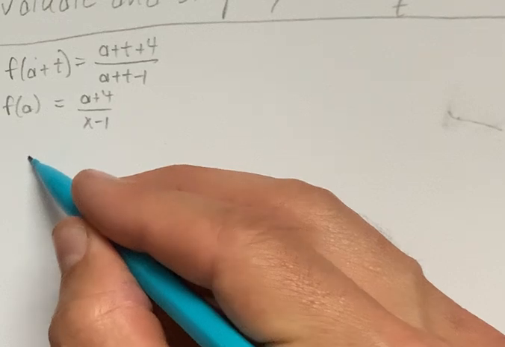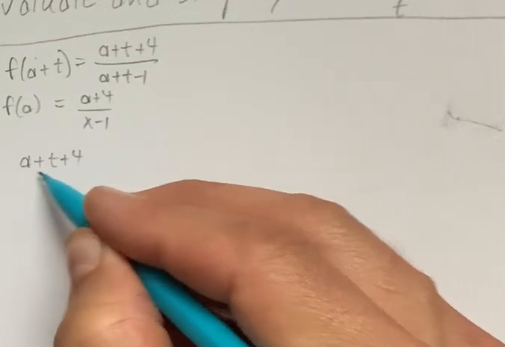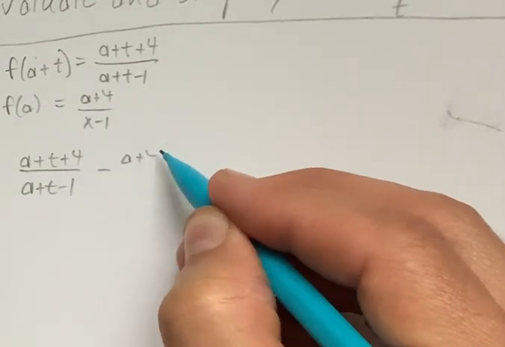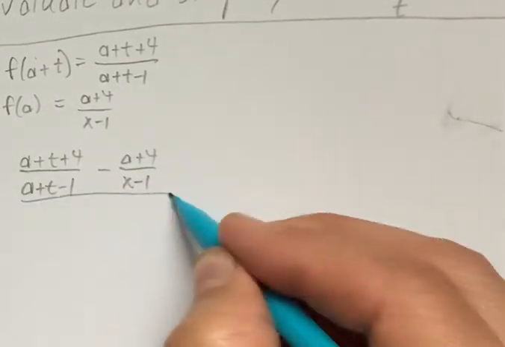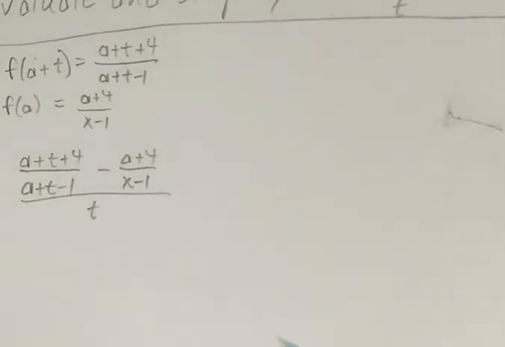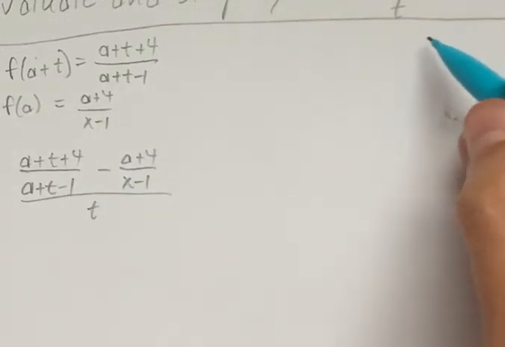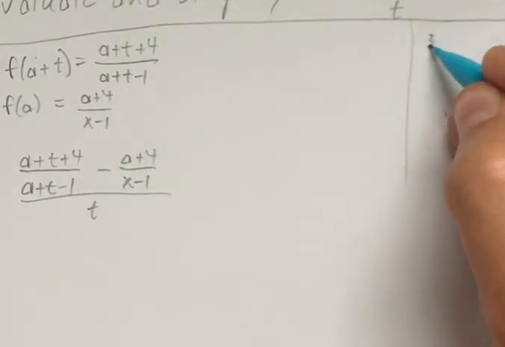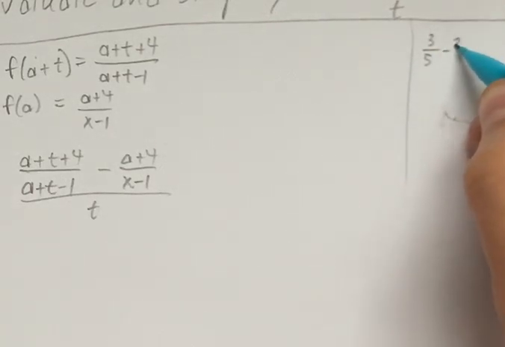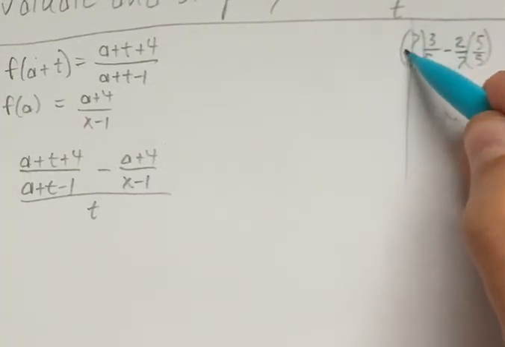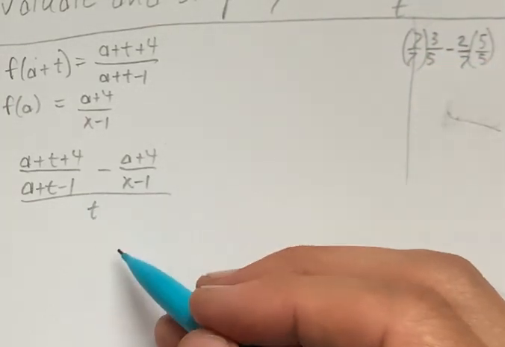So what do I have? I have a plus t plus 4 over a plus t minus 1 minus a plus 4 over a minus 1, all divided by t. Now, that might look like a huge muddled mess, but just realize you have the difference of two fractions here. Just as an aside, if you had 3/5 minus 2/7, what would you do? You'd get a common denominator by multiplying this by 5/5, multiplying this by 7/7, right? We're going to do exactly the same thing here.